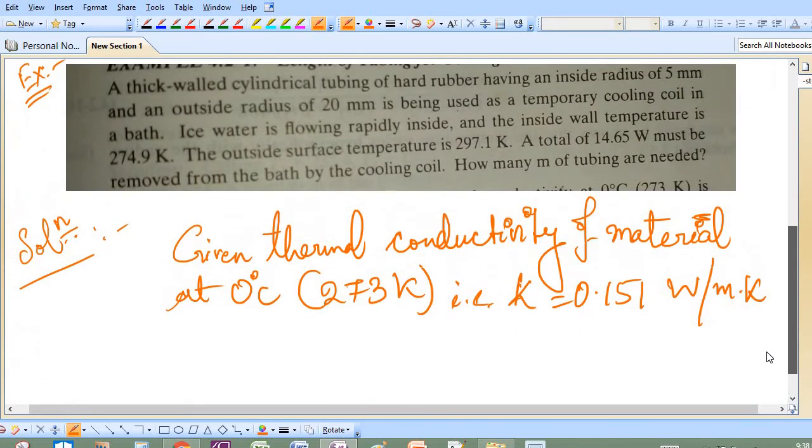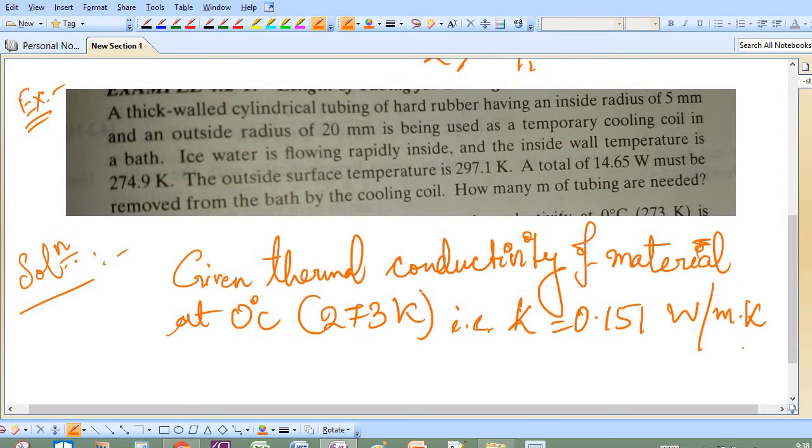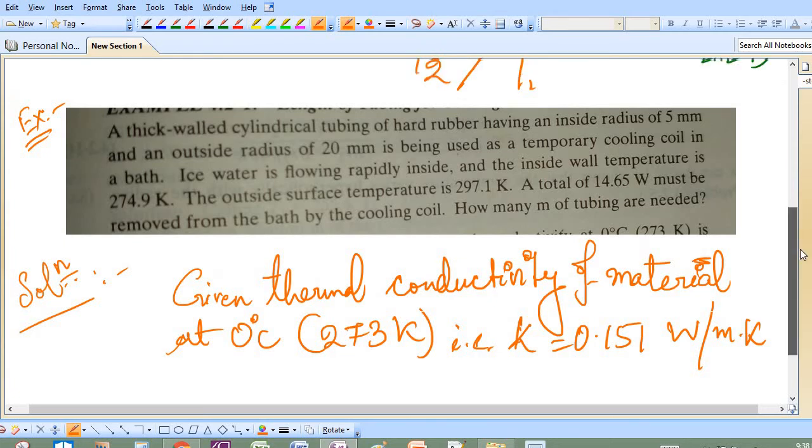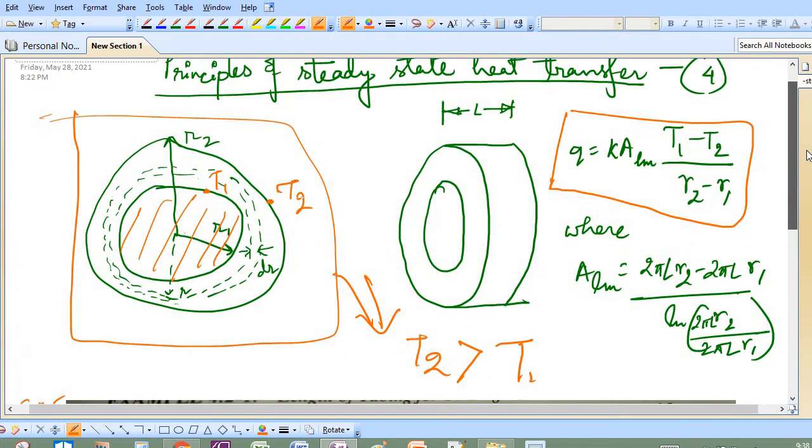The outside surface temperature is given as 297.1 Kelvin, and our inside surface temperature is 274.9 Kelvin, which is lower. A total of 14.65 watt must be removed from the bath by the cooling coil. So, how many meters of tubing are needed? Let's find out with the application of our earlier derived formula, Q is equal to K A Lm, T1 minus T2 divided by R2 minus R1.